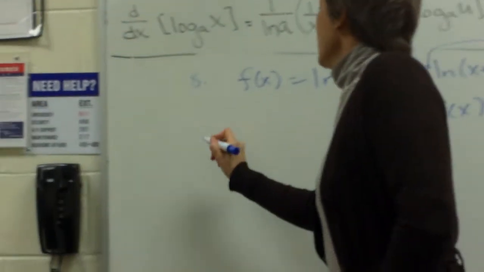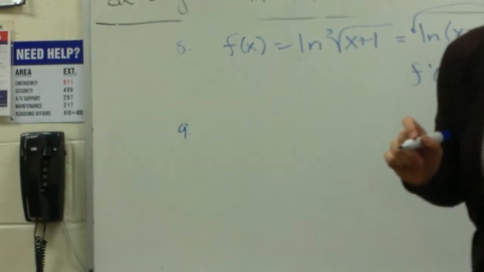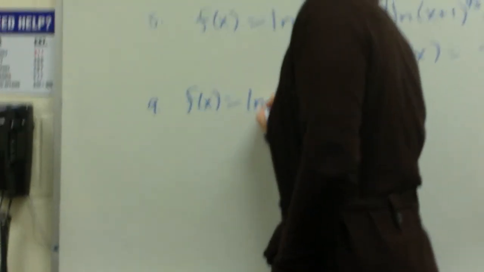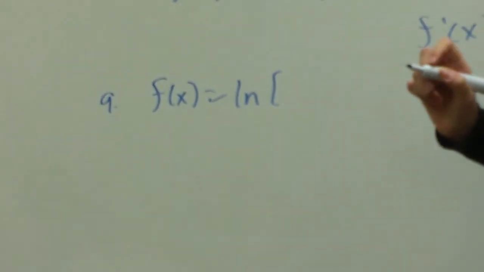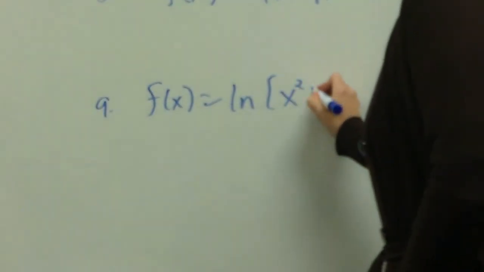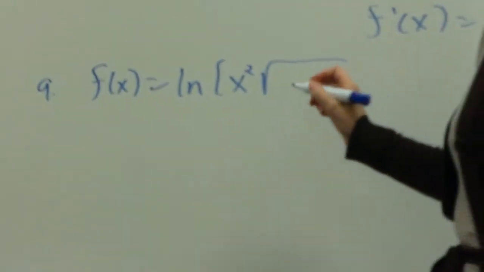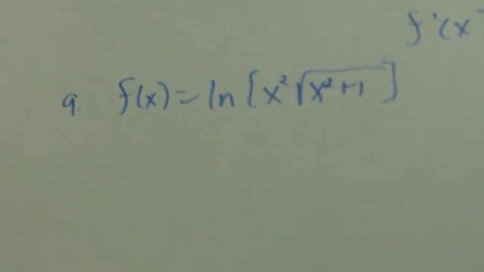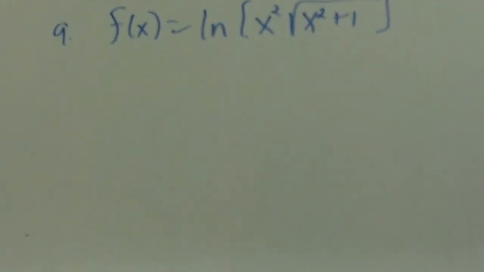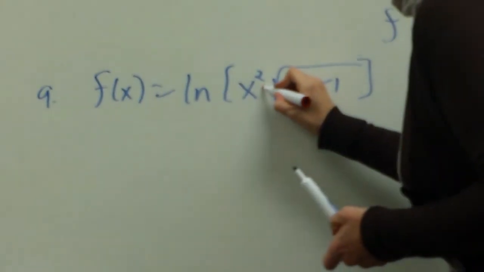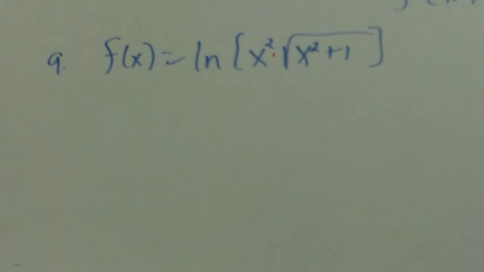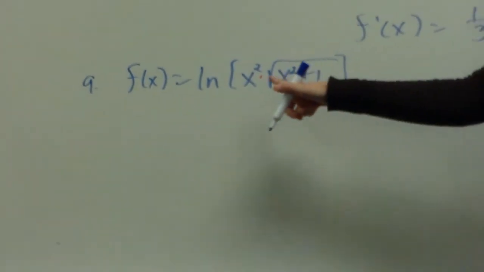Same thing with number 9. If my function is the ln of x squared times the square root of x squared plus 1, you might start to think, oh no, I'm going to have a product in here and I need the product rule. But the good news is that we have a property of logs that says this doesn't have to be a product.